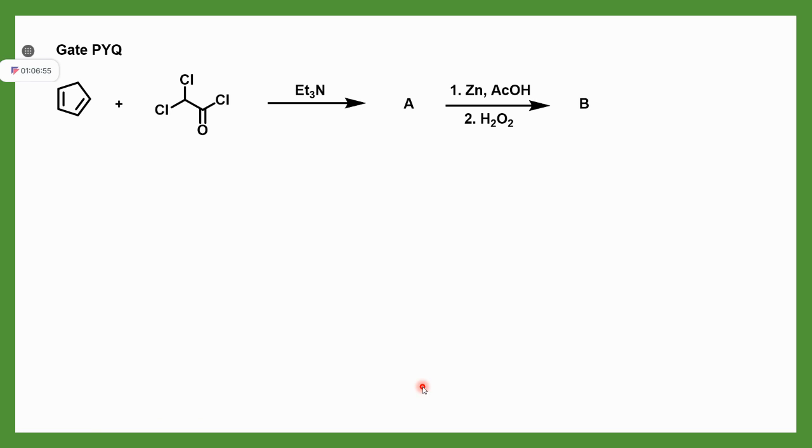Yes, ma'am. Okay. This is your GATE PYQ. Take 1 minute and start solving this question. And one of you can tell me how to approach these questions. See, in step number A, base is given. What can the base do here? It will abstract the acidic proton, which will eventually lead to formation of ketene.